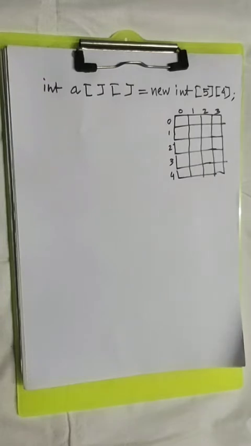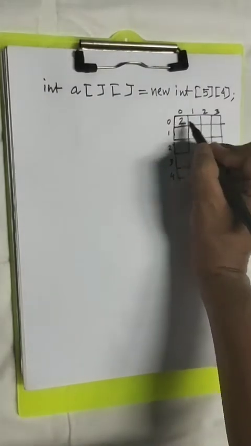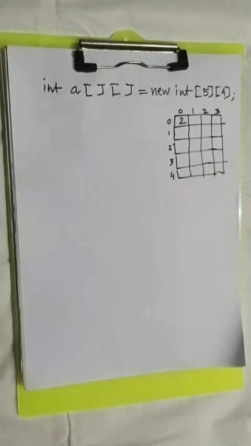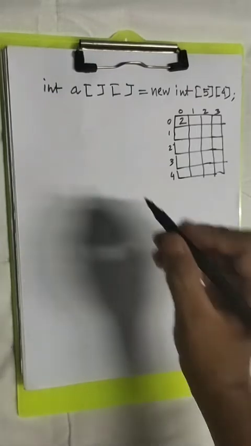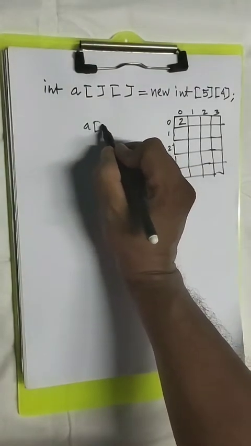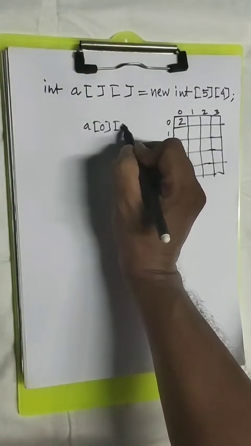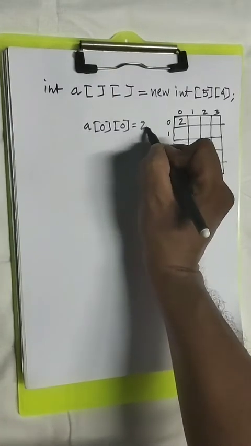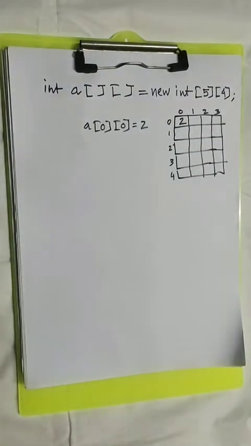The first integer in the top leftmost corner, suppose we store 2. That means 2 is stored in A00. So here A00 is 2. The first subscript is representing row number and the second subscript is representing column number. So A00 I stored 2.